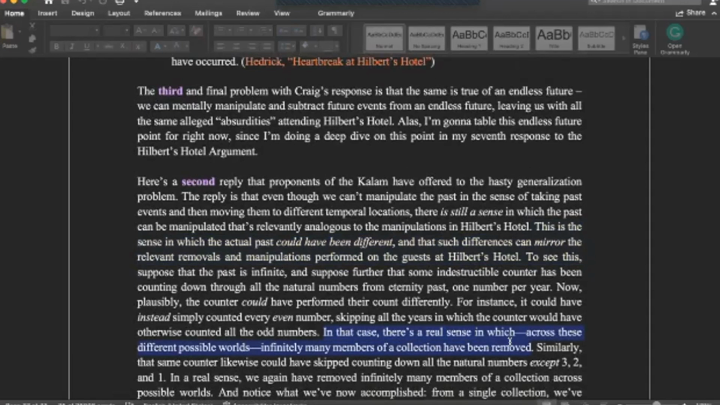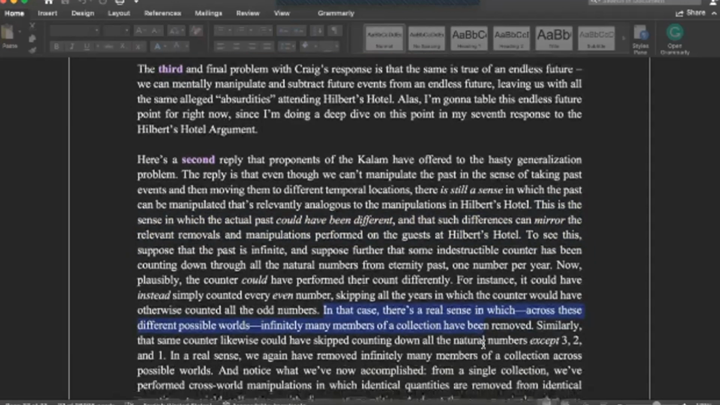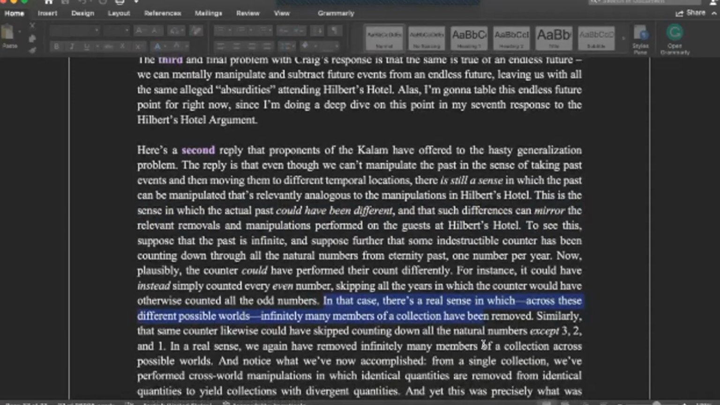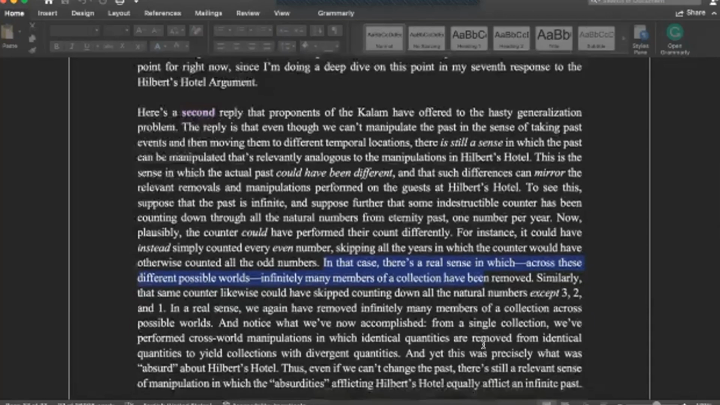In that case, there's a real sense in which, across these different possible worlds, infinitely many members of a collection have been removed. Similarly, that same counter likewise could have skipped counting down all the natural numbers except 3, 2, and 1. In a real sense, we again have removed infinitely many members of a collection across possible worlds. And notice what we've now accomplished, right? From a single collection, we've performed cross-world manipulations in which identical quantities are removed from identical quantities to yield collections with divergent quantities. And yet this was precisely what was absurd to Hilbert's hotel.